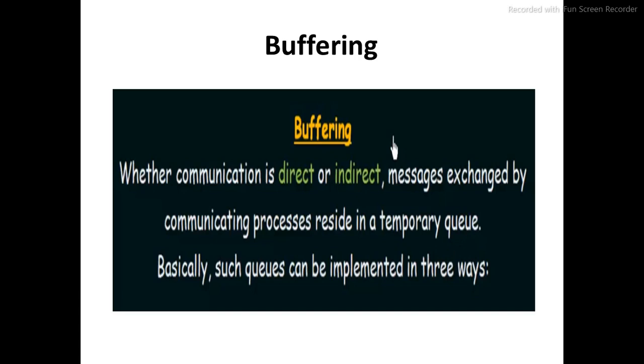Next one is buffering. Whether the communication is direct or indirect, messages exchanged by communicating processes reside in a temporary queue. So whatever message is sent from process A to process B resides in a temporary queue, and this temporary queue is called a buffer. These queues or buffers are implemented in three ways.